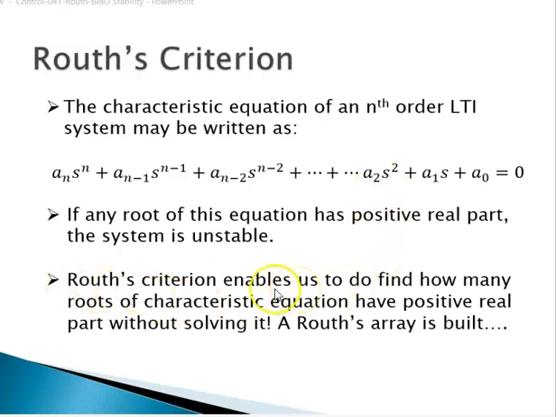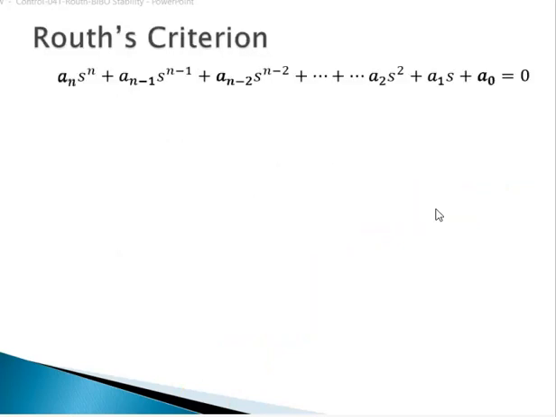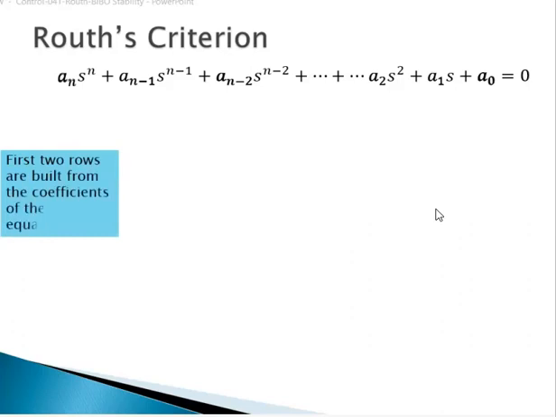Routh's criterion enables us to find how many roots of the characteristic equation have positive real part without solving it. That's the beauty of it. You don't have to solve this equation, but you can say something about how many roots of the characteristic equation have positive real part. So given this characteristic equation, we build a Routh's array. This is an array, the first two rows of which are built from the coefficients of the characteristic equation itself.